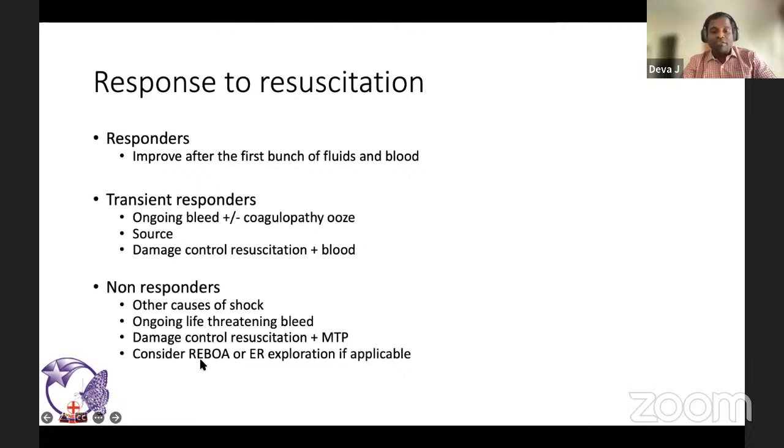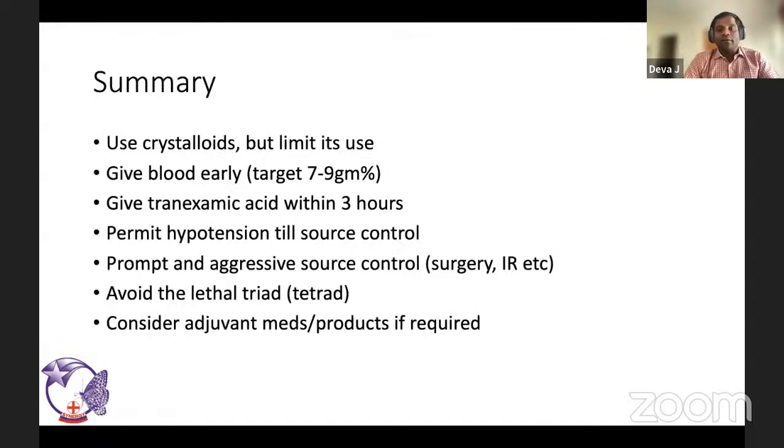So for these kinds of patients, you will consider the REBOA that we talked about earlier. Take them to the OR, explore early if possible, or interventional radiology plus theater. So this should be OR, not ER: operating room, and interventional radiology. A team approach will certainly be able to stop the bleeding and resuscitate the patient.